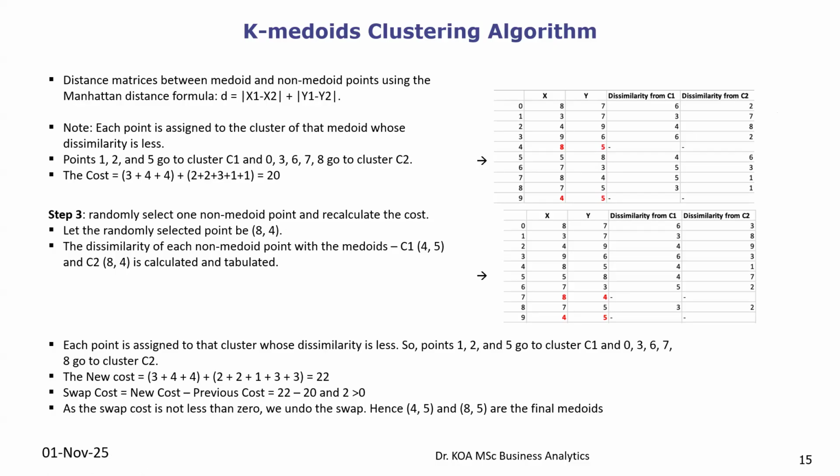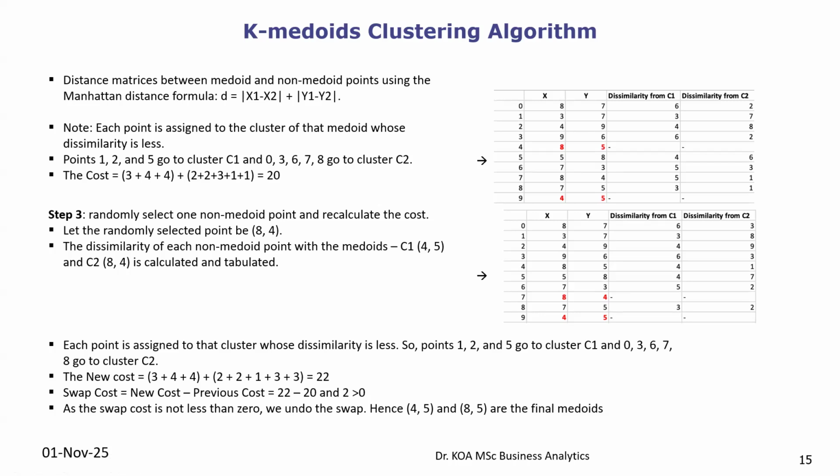And then the cost, if you want to find the cost, you take the addition of the two, just as we have the x1, x2, and then the y1, y2, and you calculate the cost between the two. That gives you a cost of 11, plus 2, 3, 7, 9, 11 plus 9, that will give you 20, which you have here. And then you randomly select one of the non-medoid points and recalculate the cost again.